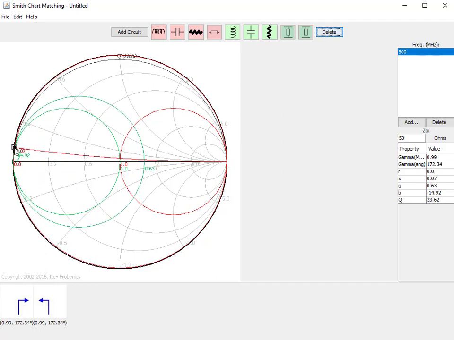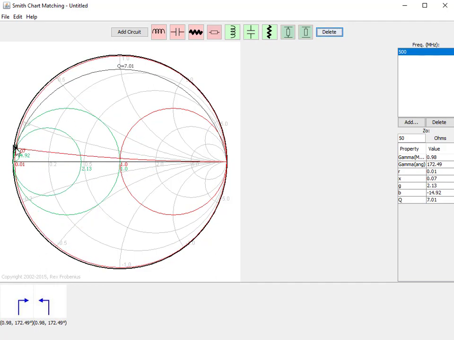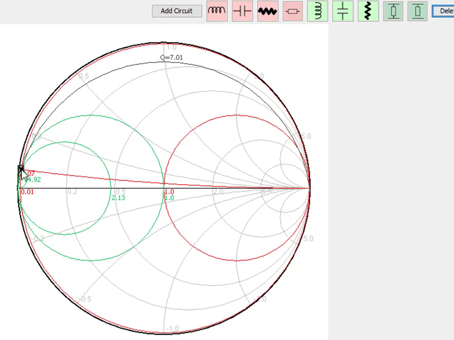So the Q value goes way up. And we can demonstrate that as a result, the matching networks become much more sensitive to changes either in frequency or shifts if you get the component values off a little bit. Let me build a simple matching network from this point that's really close to the edge of the chart.